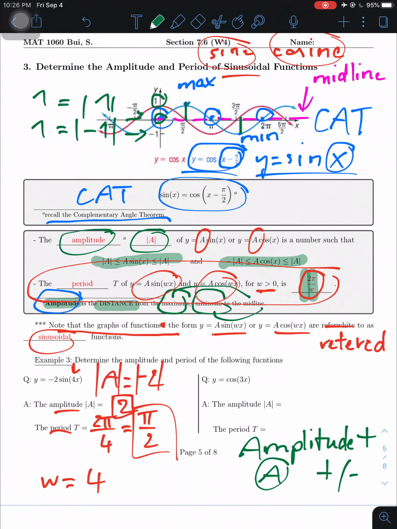Okay? And then here's your part. First of all, make sure you define your A and your W. After that, for the A part, just take the absolute value of that. For the W part, make sure you use this formula right here to find the period. Okay?